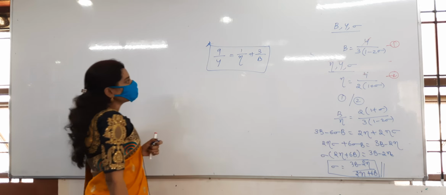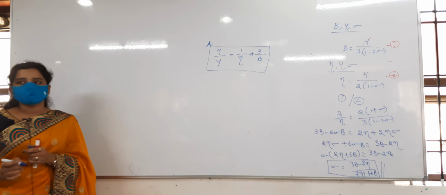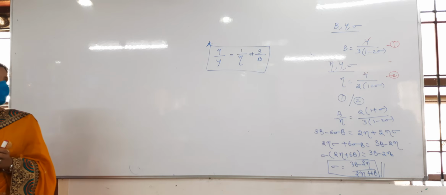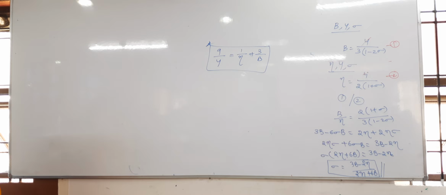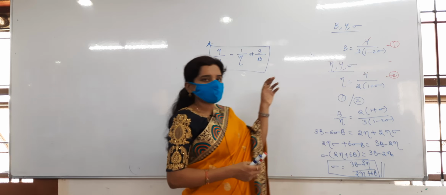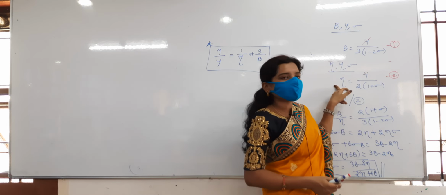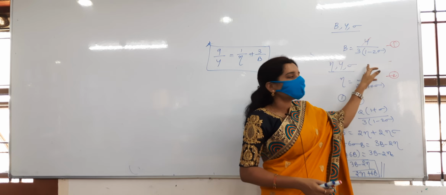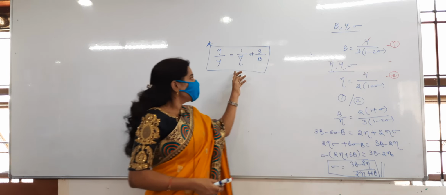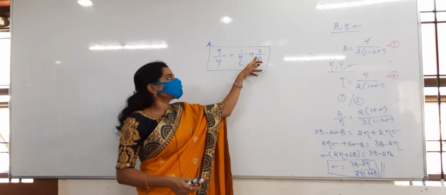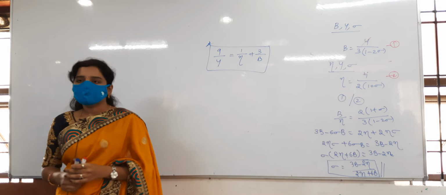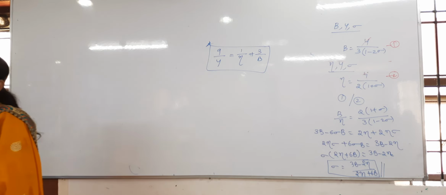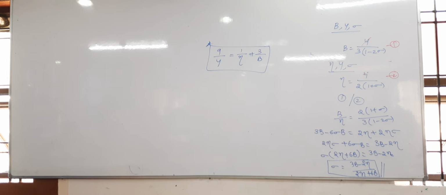9 by Y is equal to 1 by eta plus 3 by B. Without sigma, only Young's modulus, bulk modulus and rigidity modulus. Again from this only, this time you have to cancel sigma. Once you cancel the sigma, you will get this answer only: 9 by Y is equal to 1 by eta plus 3 by B. That is the relation between the Poisson's ratio, Young's modulus, rigidity modulus and bulk modulus.